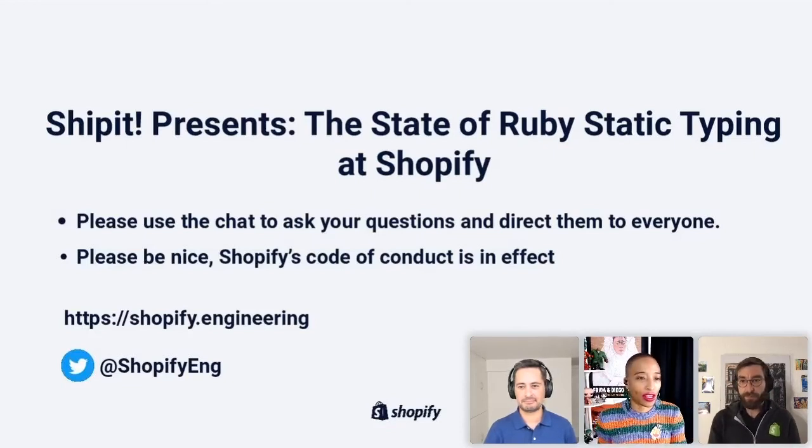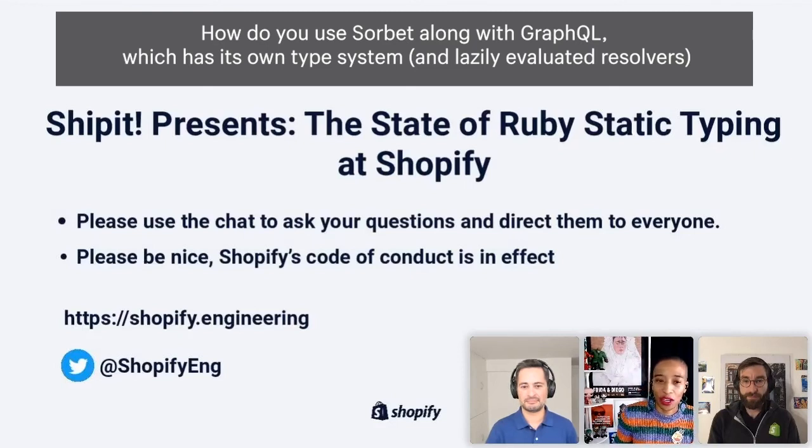Okay, our next question is, how do you use Sorbet along with GraphQL, which has its own type system and has lazy evaluated resolvers?